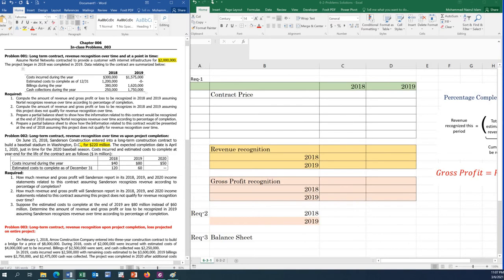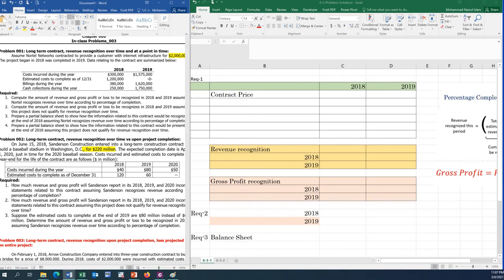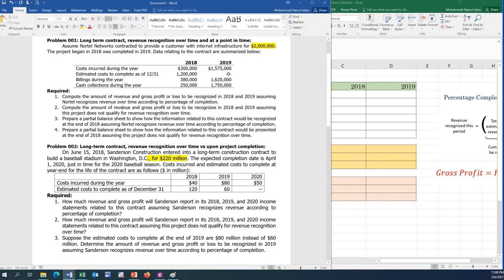Here is the problem. Problem number 1 says long-term contract revenue recognition over time and at a point in time. So we can have 2 options. We may recognize revenue over a period of time as the percentage of completion, or we may recognize revenue at a point in time. Whatever may be the case, let's read the problem and try to solve it. Let's first read the problem.